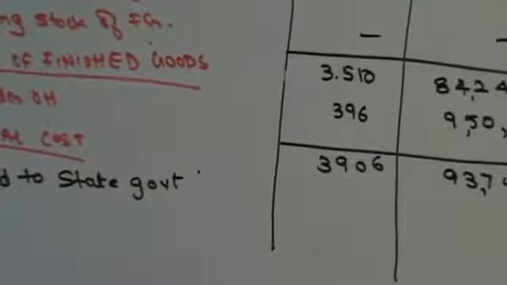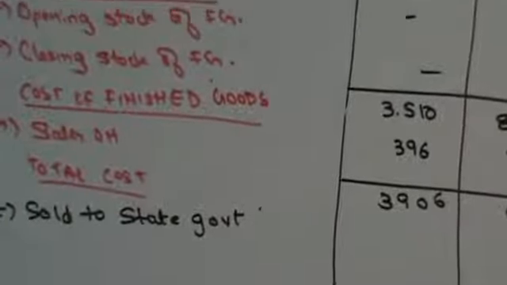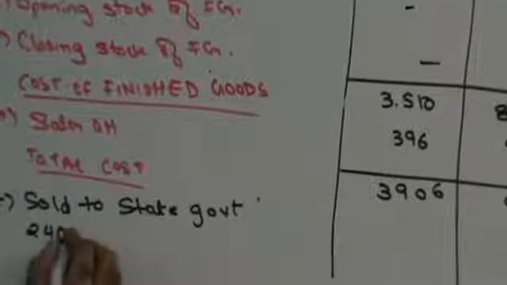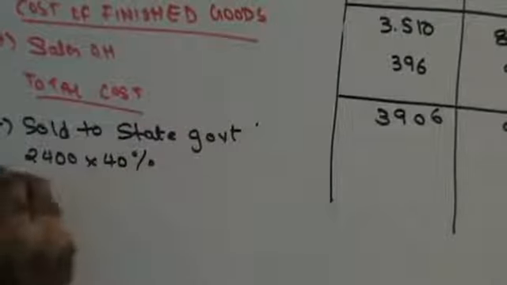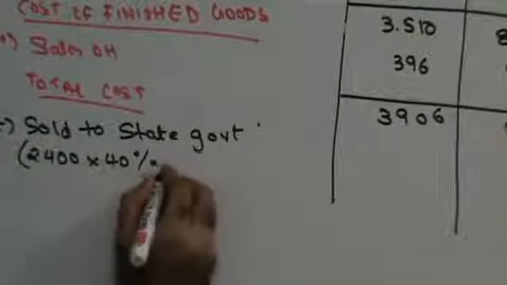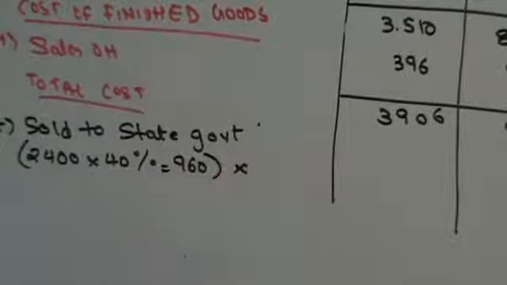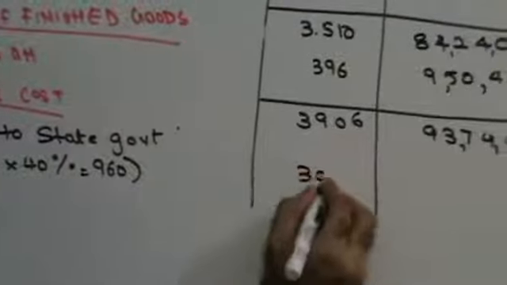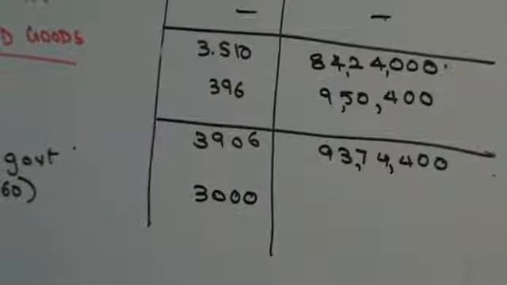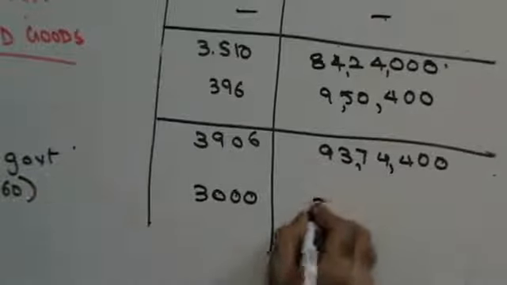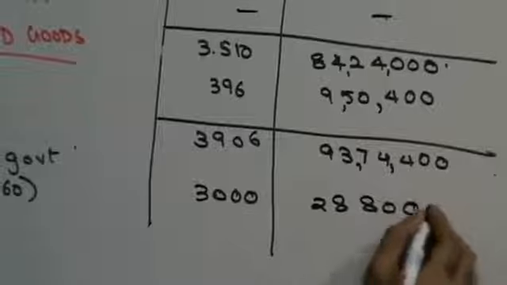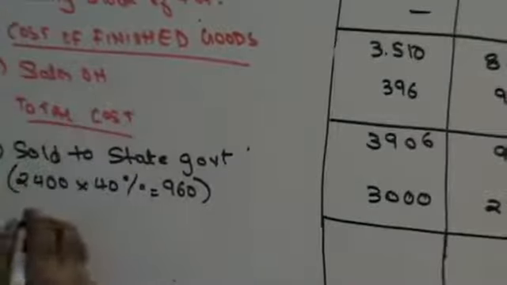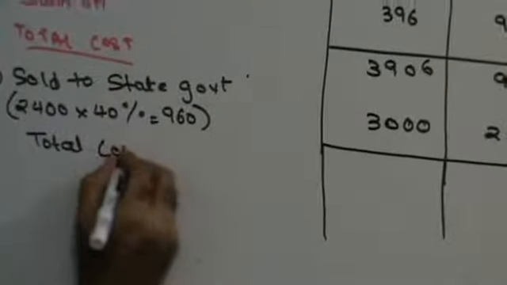How much is going to be sold to the state government? They are saying that 40% of the output has to be sold to the state government. My output was 2,400 tons. 40% of that is 960 tons at a stipulated price of 3,000 rupees per ton. At 3,000 rupees you have to sell 960 tons. That comes to 28,80,000.